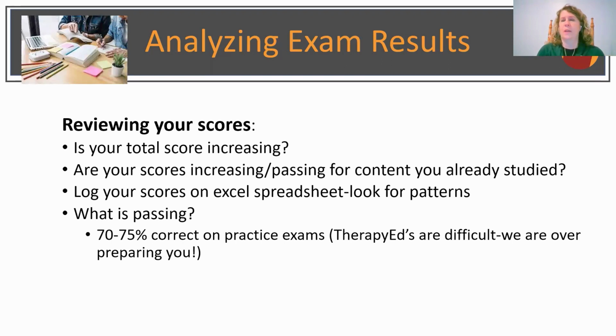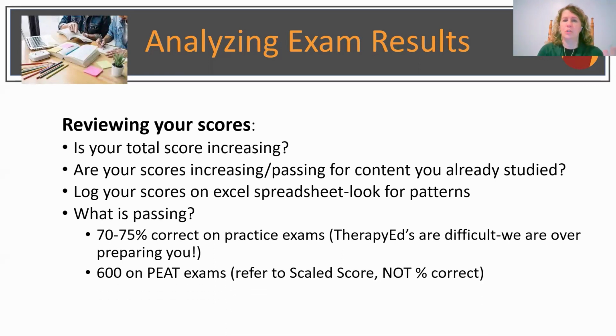What is passing? Well, 70 to 75% if you're taking practice exams. TherapyEd exams, I'm going to tell you, are difficult. We are trying to over prepare you. So if you don't hit that 70, I tell people that's okay. All right. If you're taking the PEAT exams, you should be striving for the 600. Okay. Do not look at percents. So a lot of students, when they get their PEAT results back, just look at the percents and don't look at the scaled score. You have to look at the scaled score.